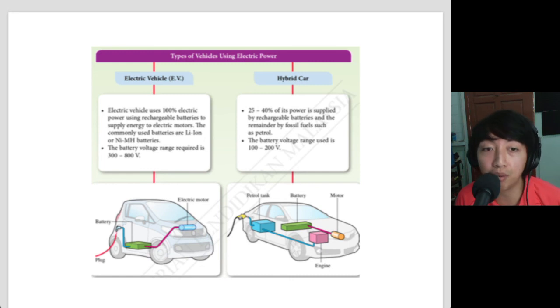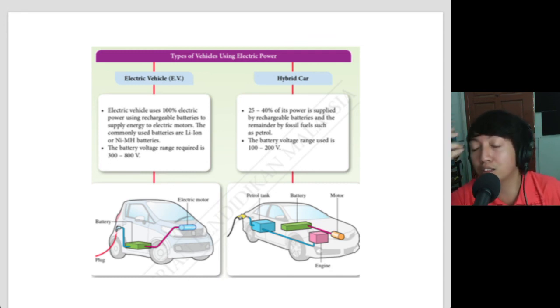And to come back to our initial topic, if you look at your textbook, there's actually a discussion about how they would connect the batteries for these kinds of vehicles. Whether you'd use a series connection for the batteries, or a parallel connection, or maybe some sort of combination of the two.